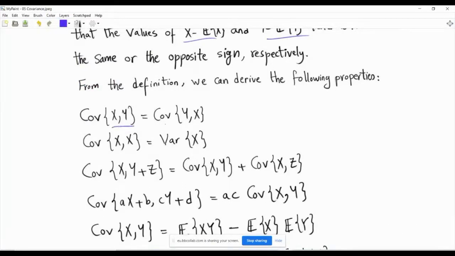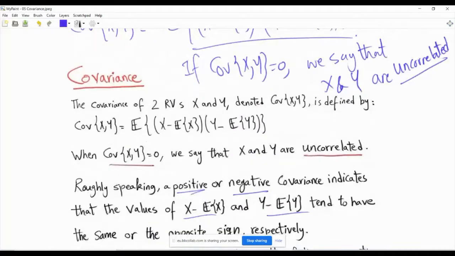So for example, covariance of x and y is covariance of y and x. Because it's an expectation of a product, right? And so you can basically say that this thing is the expectation of y minus expected y times x minus expected x, so it won't make a difference whether you consider x first or y first.